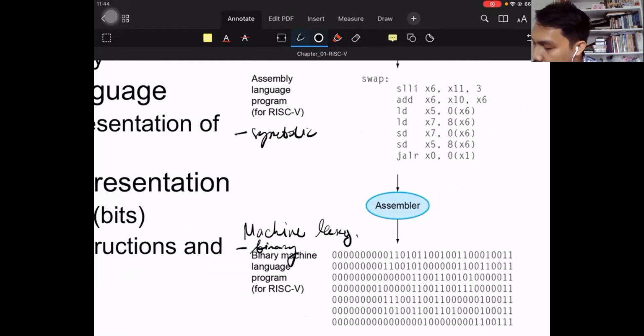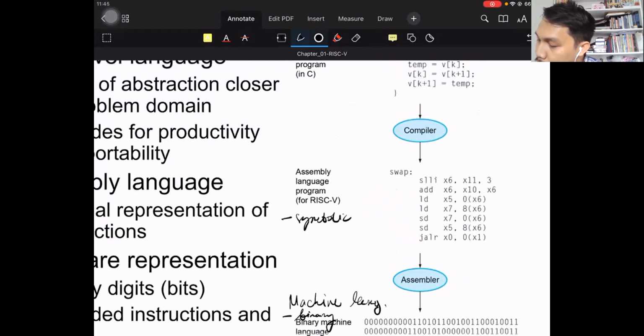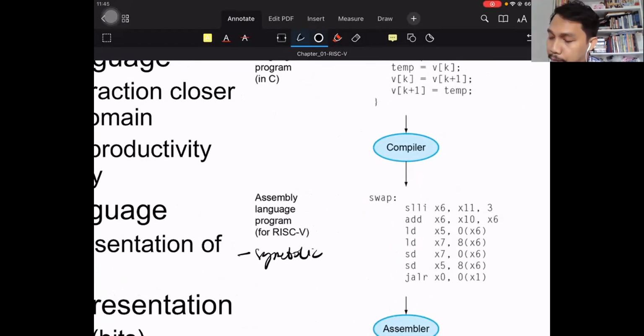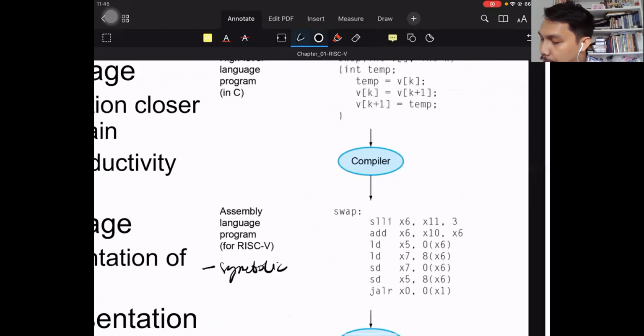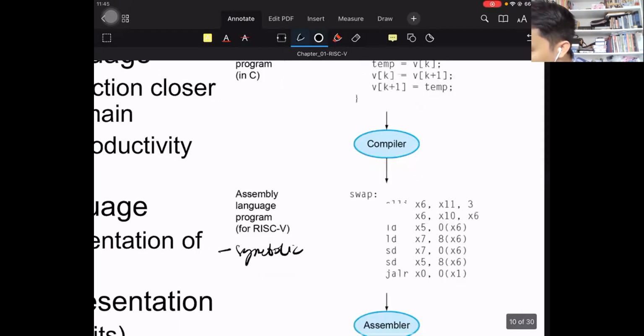While assembly language is something that we can still understand. If we are assembly language programmers, it's not that hard to read, no? The commands are written in the English language, just like this one: add.